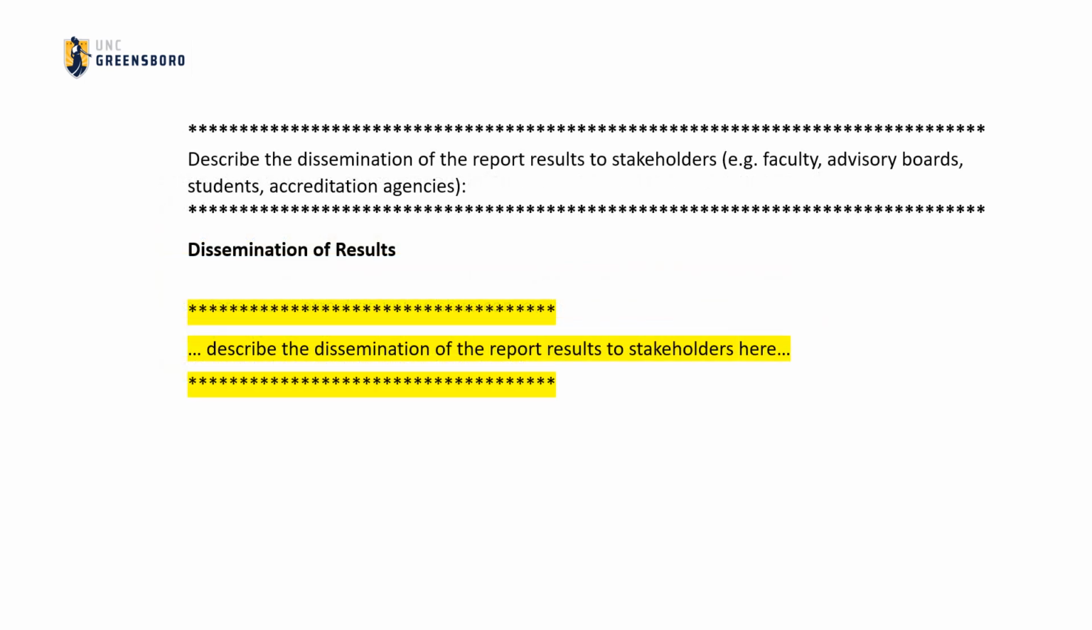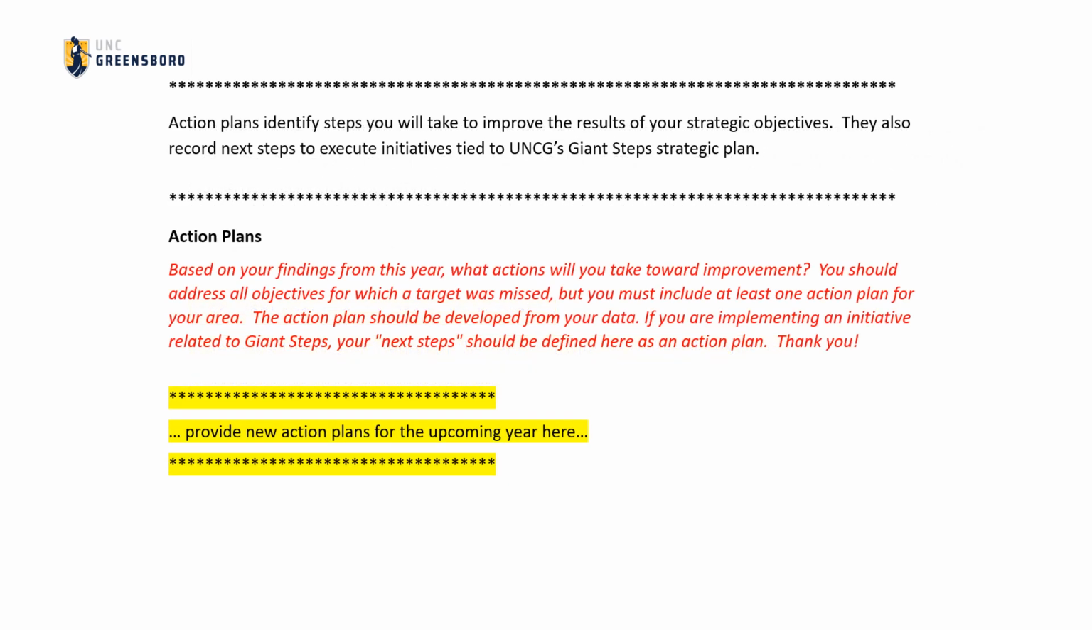As we approach the bottom of the template, we see the Dissemination of Results section. In this section, the user shares how they shared the assessment results to stakeholders. Finally is the Action Plans section. In this last section of the report, the user shares what action plans they intend to execute in the upcoming academic year. You must include at least one action plan for the upcoming year.